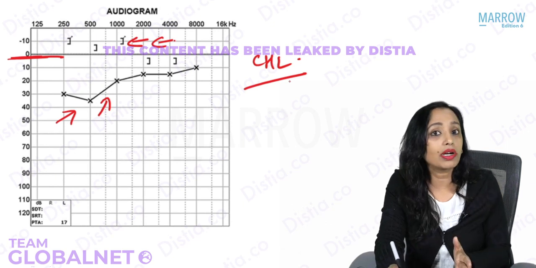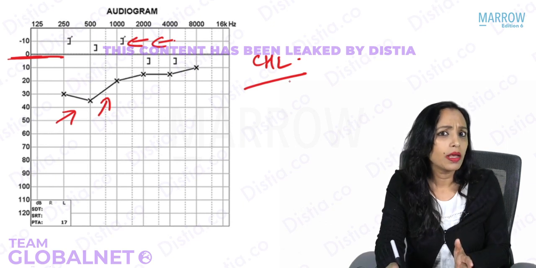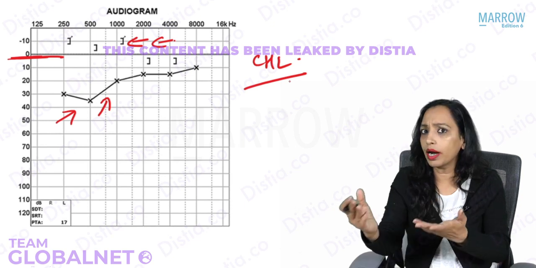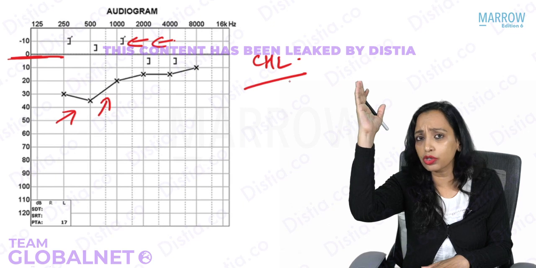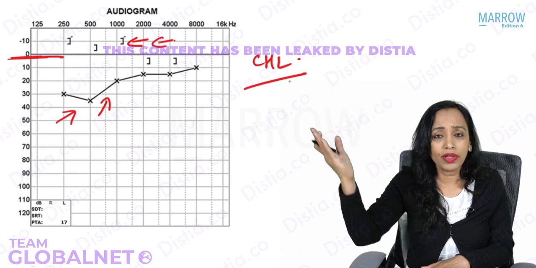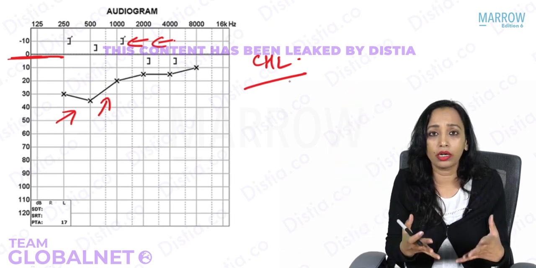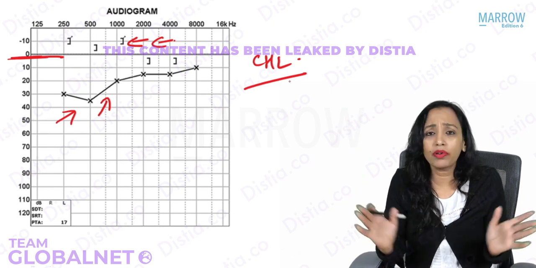But does this patient have a conductive hearing loss? Yes or no? You have had a look at his tympanic membrane. Up till the tympanic membrane, everything is normal. Where is the defect? The defect is in the superior semicircular canal roof. So will there be any pathology in the external ear? Up till the tympanic membrane, everything will appear normal.